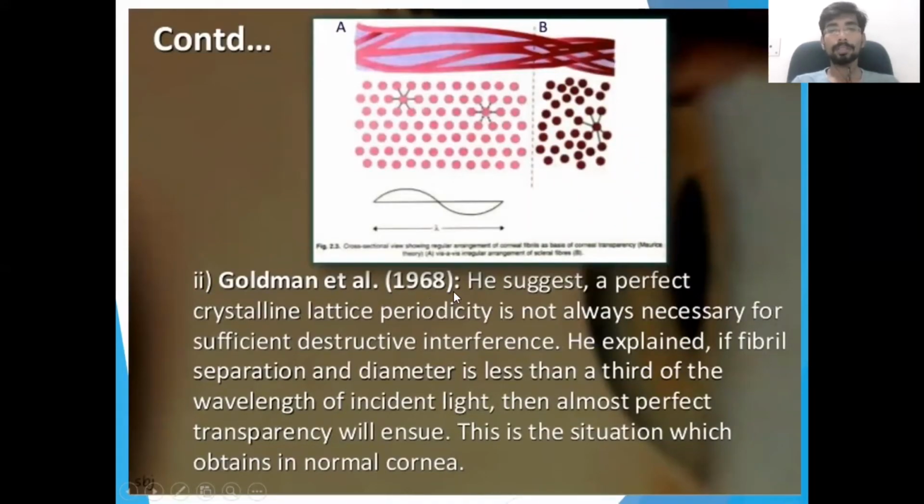Goldman's theory: he suggested a perfect crystalline lattice periodicity is not always necessary for sufficient destructive interference. He explained that if fibril separation and diameter are less than a third of the wavelength of the incident light, then almost perfect transparency will ensue. This is the situation which obtains in the normal cornea.